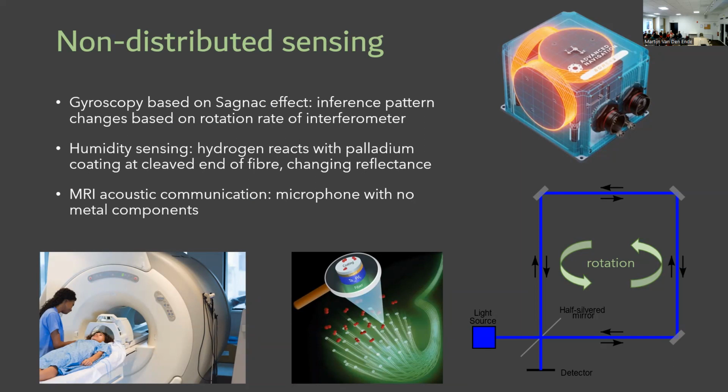Something else that would be of interest is, for instance, measuring humidity or hydrogen content. Because if you take a fiber and you just cut it, and then you coat the end with a bit of palladium, then the hydrogen atoms will interact with the palladium, and then it will change the reflectance at the end of the fiber. So if you send in a pulse of light, it hits the end and it will cause a reflection going back. And the amount of reflection changes depending on how much hydrogen has been absorbed by this coating at the end.